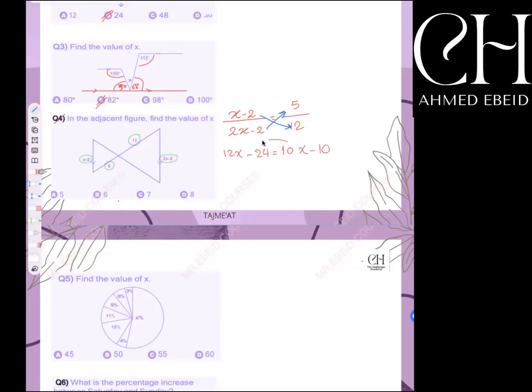Now we'll move 2x to this side with opposite sign, and also negative 24 to this side with opposite sign. So it's 12x minus 10x. This equals negative 10 plus 24. So 12x minus 10x, it will be 2x. This equals negative 10 plus 24, which equals 14. Then divide both sides by 2. It means x equals 14 over 2, which equals 7. So the value of x is 7.